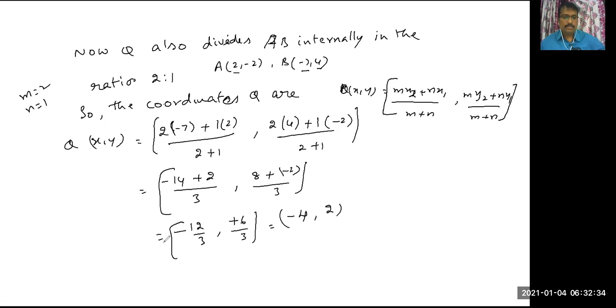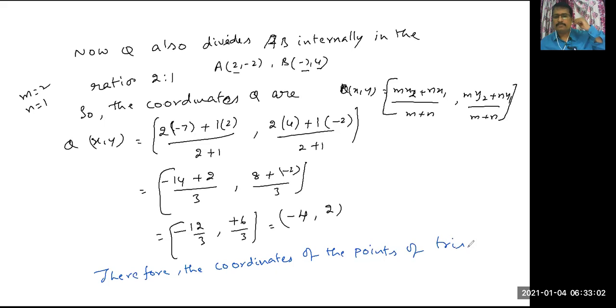Right. So as usual, below you write: therefore, the coordinates of the points of trisection of the line segment are P minus 1 comma 0, Q minus 4 comma 2.